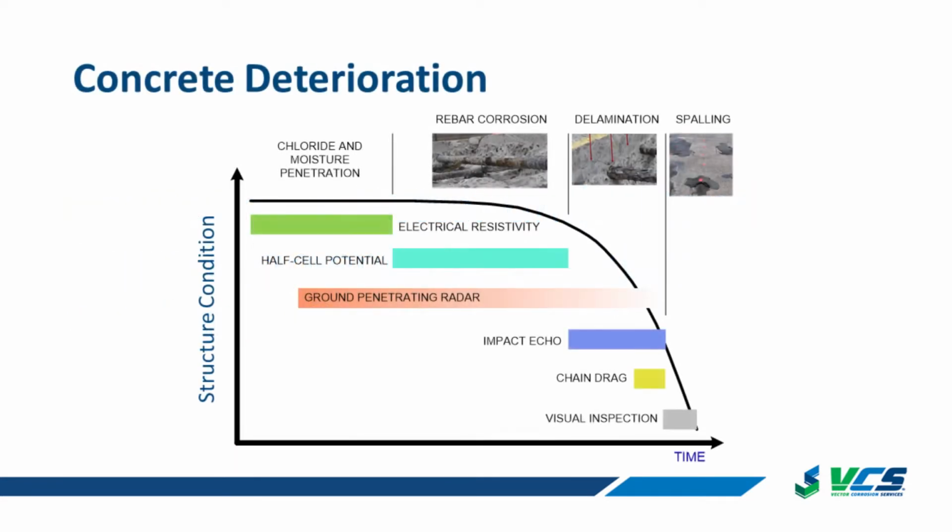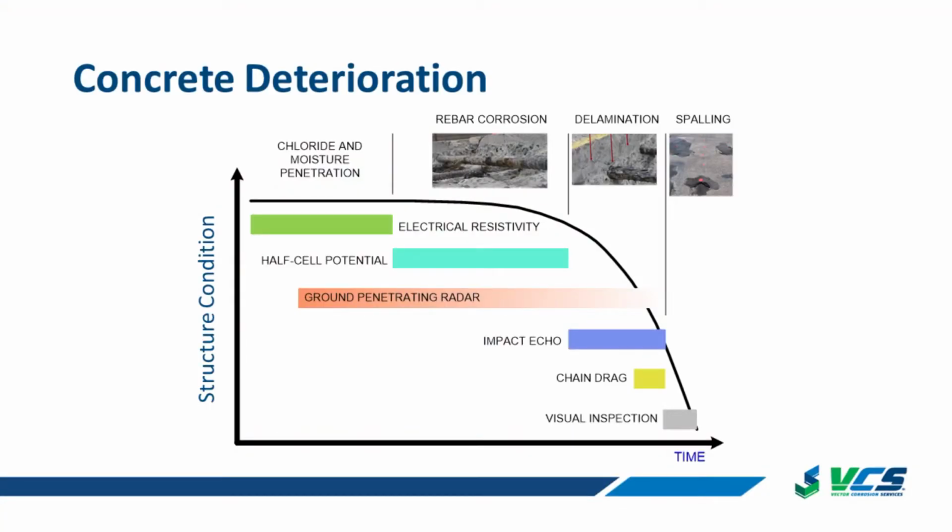Concrete deterioration, and obviously I'm a corrosion guy, so I talk about it from the point of view of chloride exposure, which in the Northeast is very important. With structure condition, we start with chloride and moisture penetration into concrete. From there, we start to get rebar corrosion. Iron oxide starts to form, and then that starts creating cracking, delamination, and then eventual spalling.